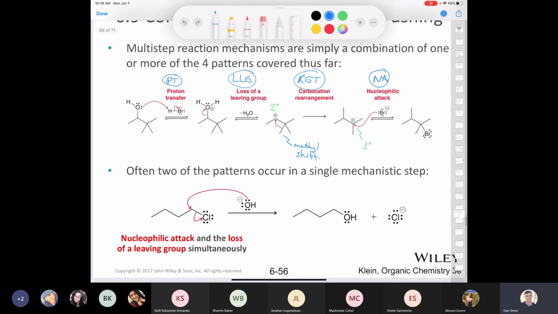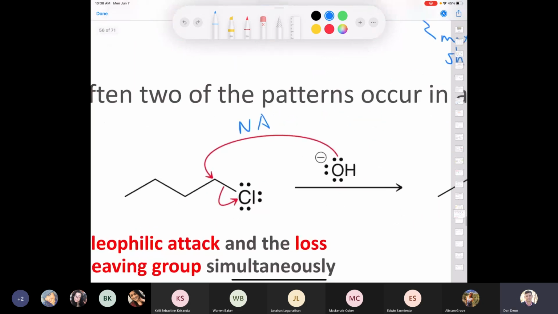We're also going to see many, many cases where two of the patterns can occur at the same time. Here you have a nucleophilic attack. The hydroxyl is acting as a nucleophile. You know that there's a dipole here, so the carbon is electrophilic. Not only do we have the nucleophilic attack occurring on that delta plus carbon, but you can't have 5 bonds to carbon, and so our leaving group is going to leave at the same time. So this is our loss of leaving group.